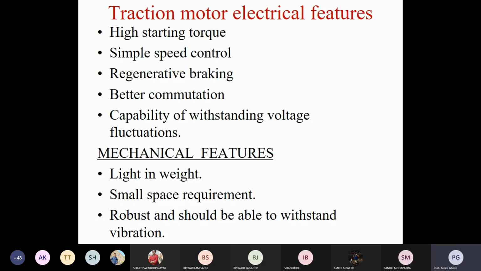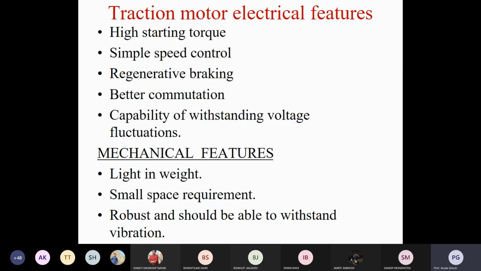Then the next point is your mechanical features. What are the most important mechanical features? Light in weight: the motor weight should be light. Small space requirement: the motor should be compact in nature. Another important issue is that it should be robust and able to withstand vibration. So we need to check the motor dynamics. How robust is your motor? If it is robust in nature, there will be no problem. That's why you need to check.